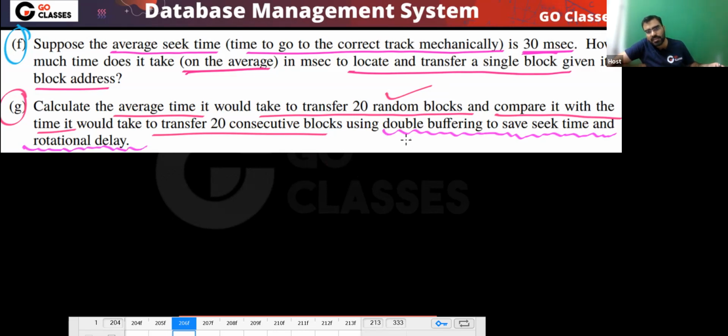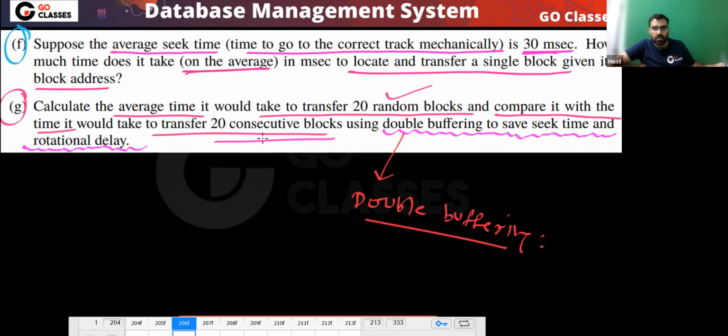Now see, in the question everything is given. What double buffering is basically saying is that if you have consecutive blocks, then you only have to take one seek time and one rotational delay.